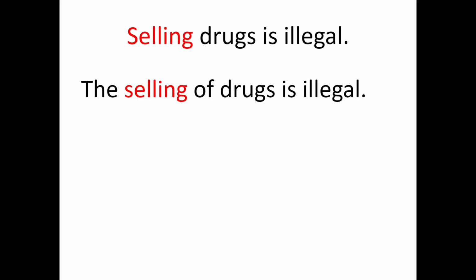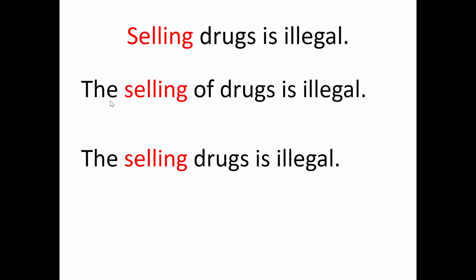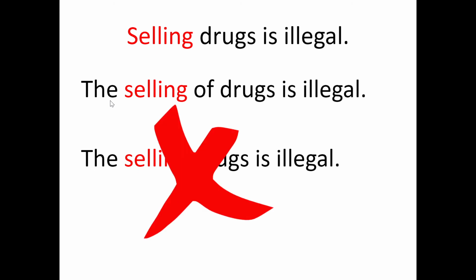But if we add the, then we can't say the selling drugs. We need to say the selling of drugs is illegal. So we would join the object to the gerund with an of here because we have the. We can't say the selling drugs is illegal. You'd have to either say selling drugs is illegal or the selling of drugs is illegal.